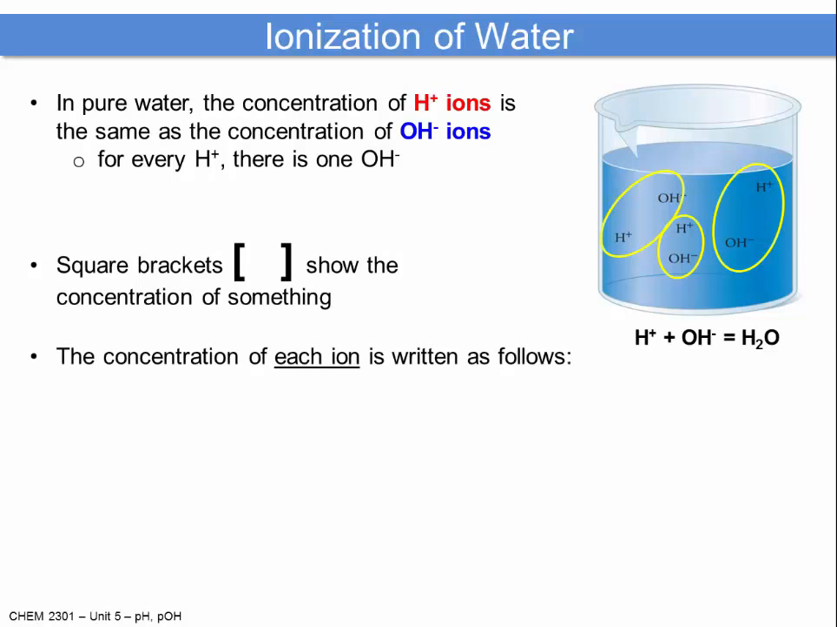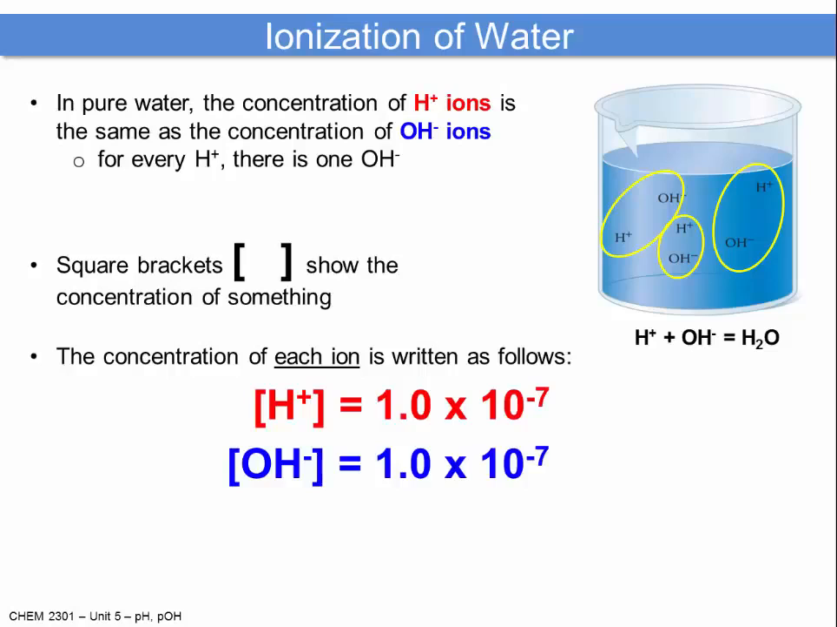The concentration of each ion is written then as follows. The concentration of hydrogen is 1.0 times 10 to the negative 7. This is a value that is given for water. The concentration of the hydroxide ion in water, in this case, is 1.0 times 10 to the negative 7. So again, we can see the concentration is very small. These are very small numbers, but we can see that there are equal amounts of hydrogen ions and hydroxide ions.